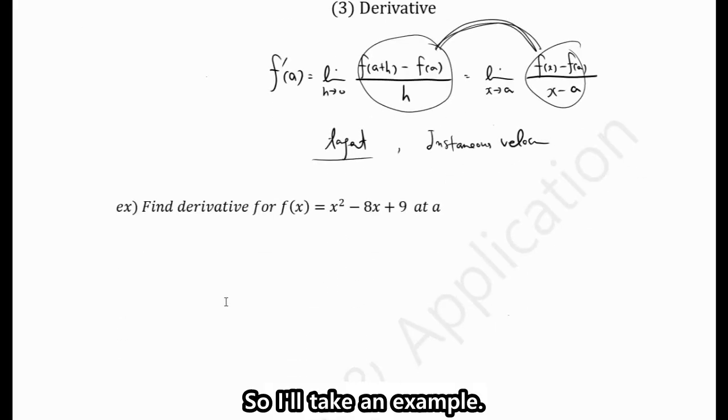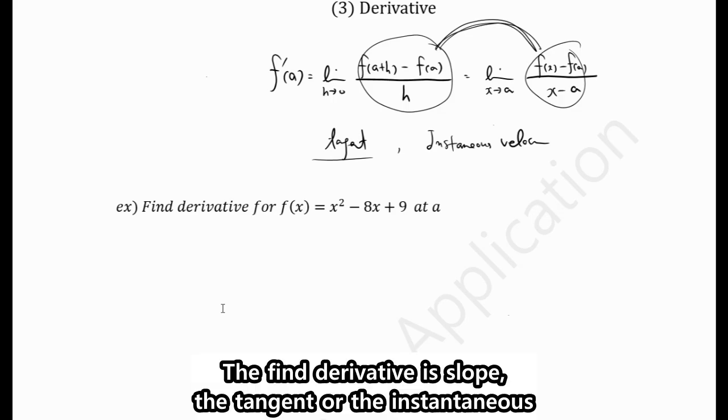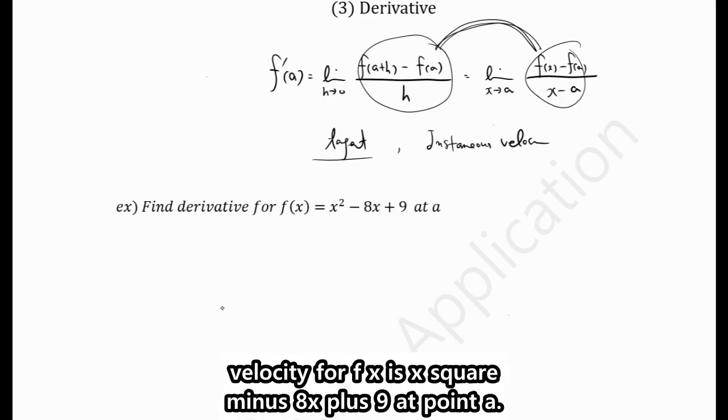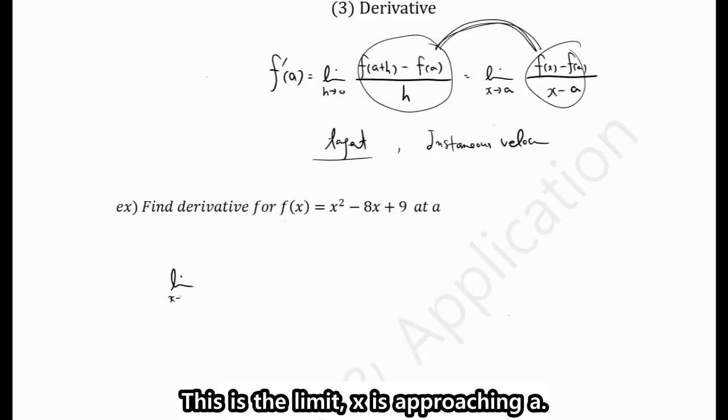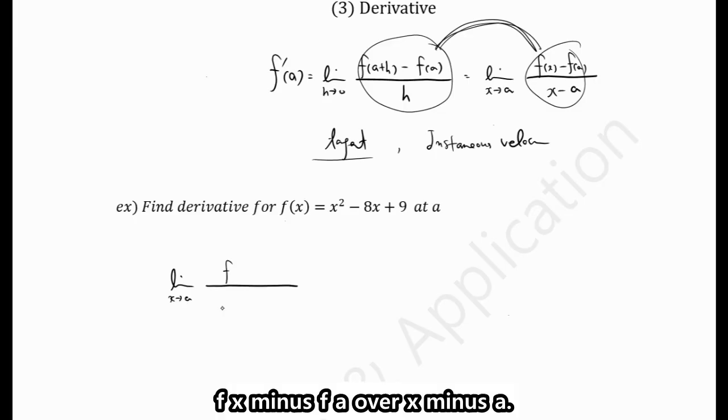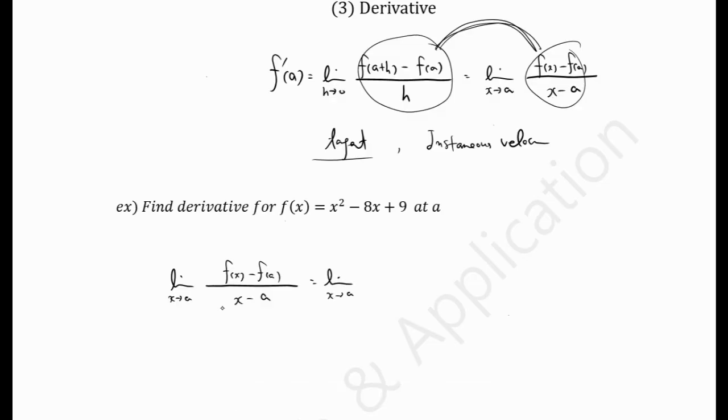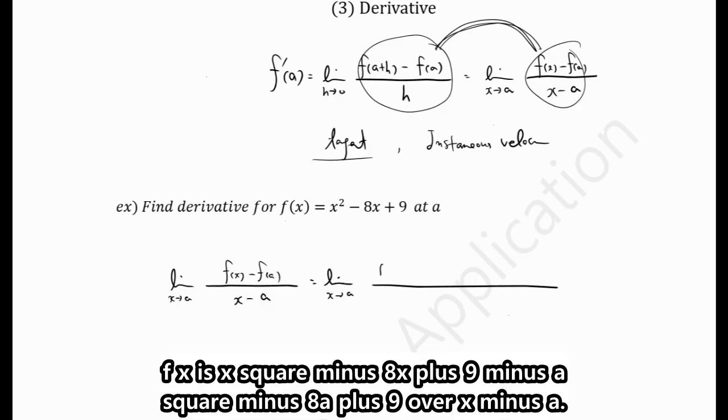So I take an example. Find the derivative, the slope of the tangent or the instantaneous velocity, for f(x) is x squared minus 8x plus 9 at point a. This is the limit as x approaches a of f(x) minus f(a) over x minus a, which is the limit as x approaches a of (x squared minus 8x plus 9) minus (a squared minus 8a plus 9) over x minus a.